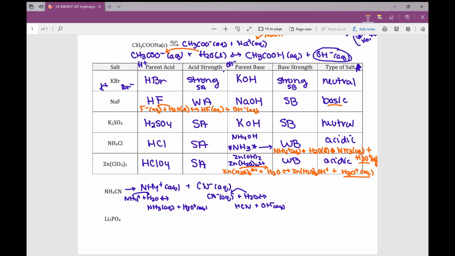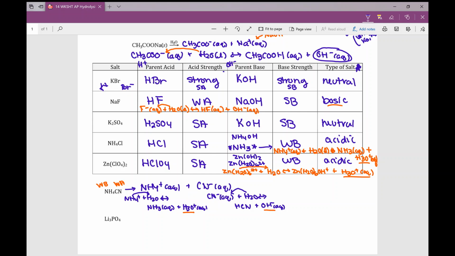So we would have to look at, because they come from, again, a weak base and a weak acid, there's no easy way to say this is the type of solution. We have to know how much hydronium gets produced, how much hydroxide, and which one there is more of, in order to go about this.